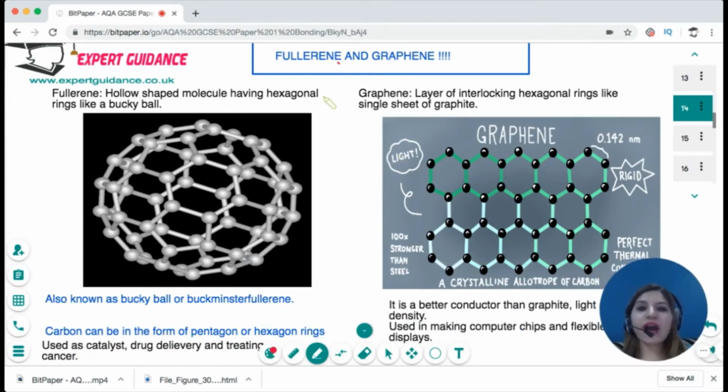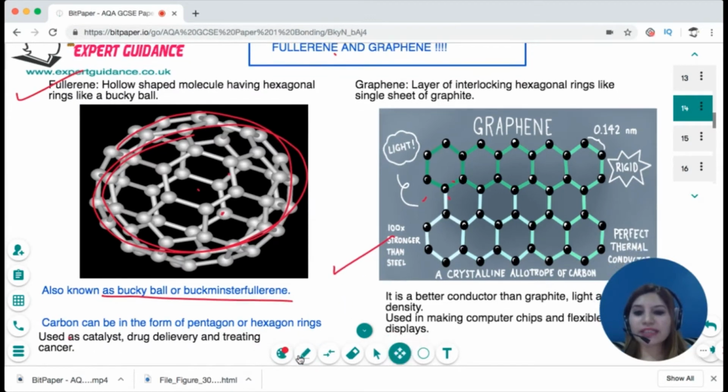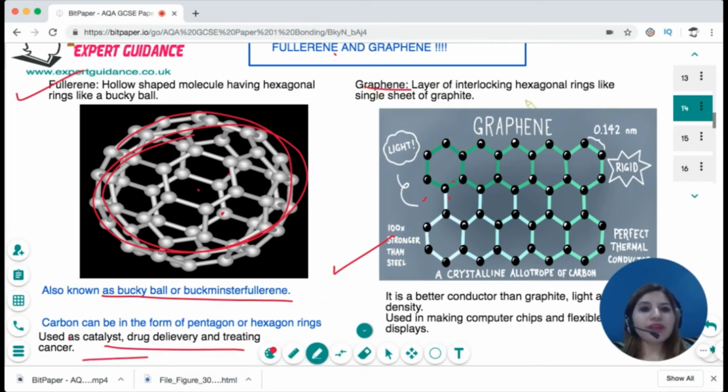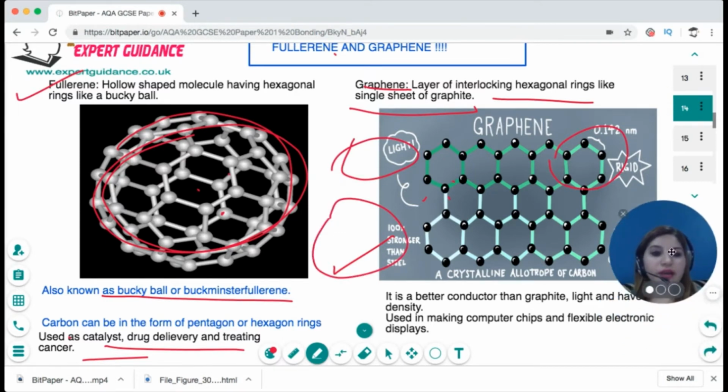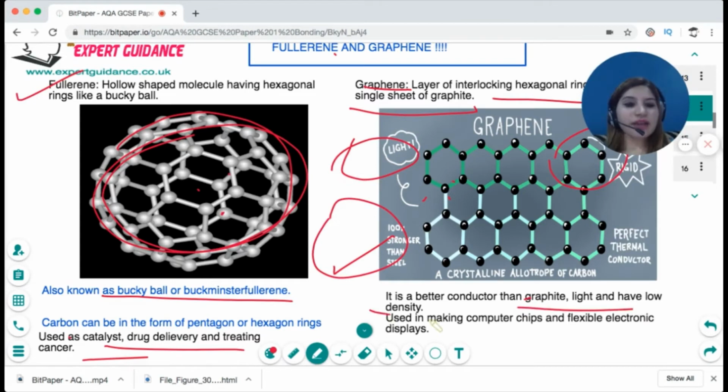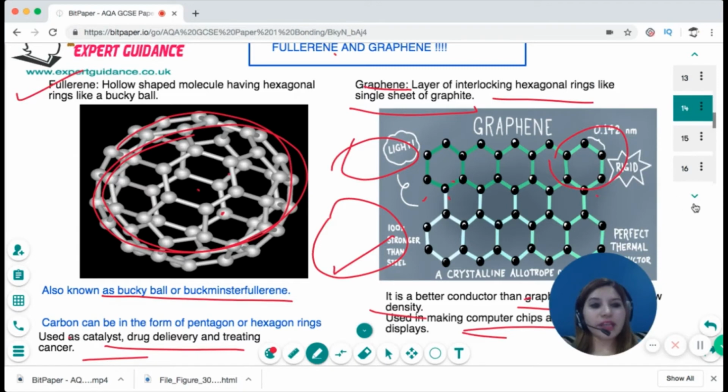Okay, then there are 2 other allotropes of carbon which are in your syllabus. It's fullerene, which is a hollow shaped molecule having hexagonal rings like a buckyball, also known as Buckminsterfullerene. Carbon can be in the form of pentagon or hexagon rings, and it is used as a catalyst, in drug delivery, or treating cancer. Graphene is a layer of interlocking hexagonal rings like a single sheet of graphite. It is light, rigid, 100 times stronger than steel, a perfect thermal conductor. It is a better conductor than graphite, light and has low density. Therefore, it is used in making computer chips and flexible electronic displays.